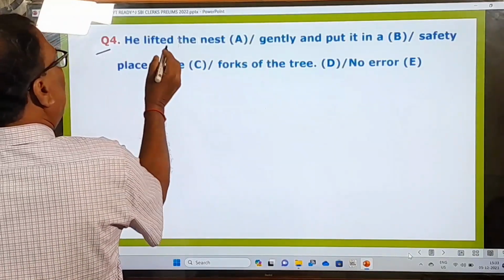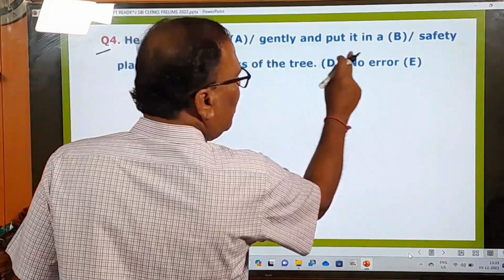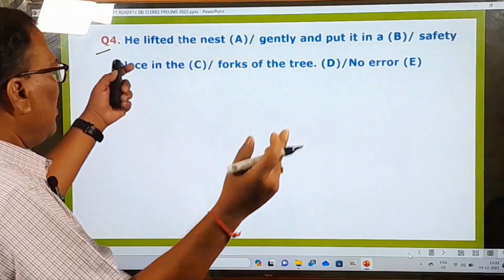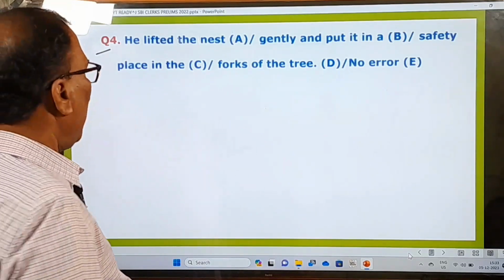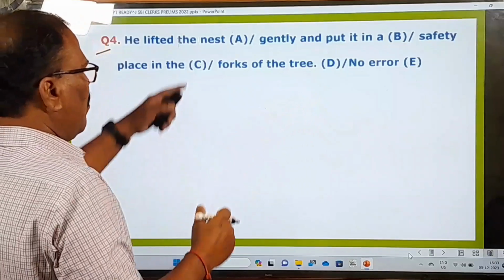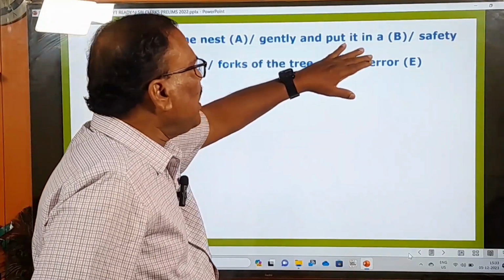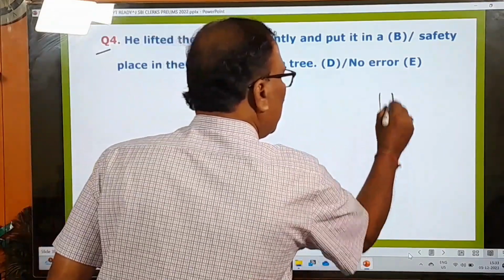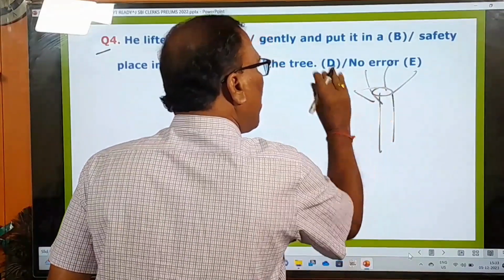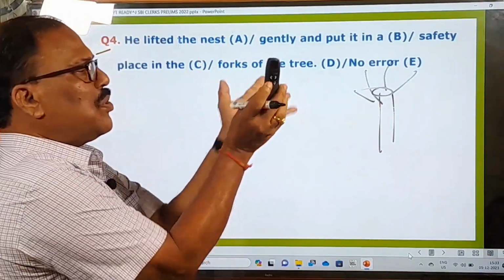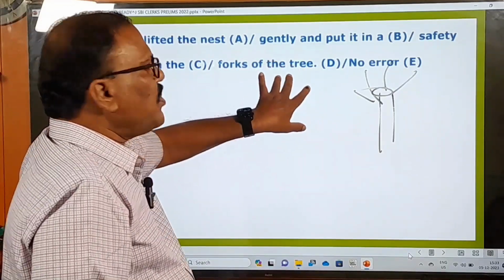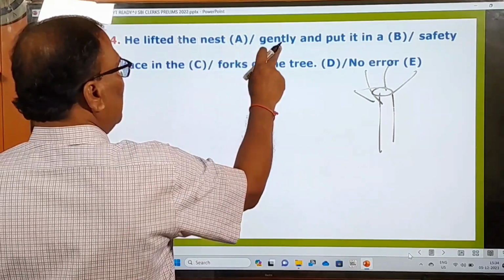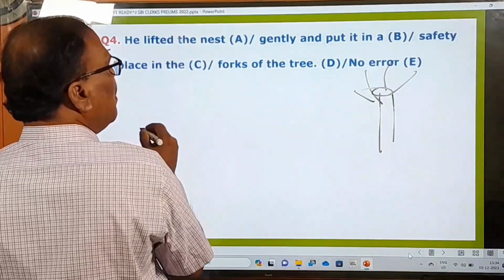The fourth question is: he lifted the nest gently and put it in a safety place in the forks of the tree. This is the sentence. He lifted the nest gently. Nest means the bird's nest, and put it in a safety place in the forks. Forks means the branches. When the tree grows like this, it will be growing like branches. The place where the branches grow is called forks. Forks of the tree is a safe place for the bird's nest. But where is the mistake lying?